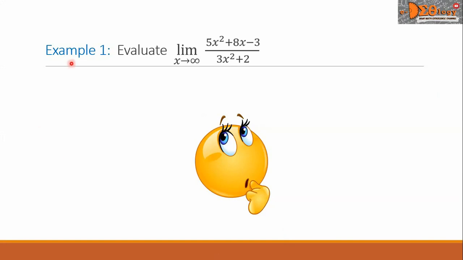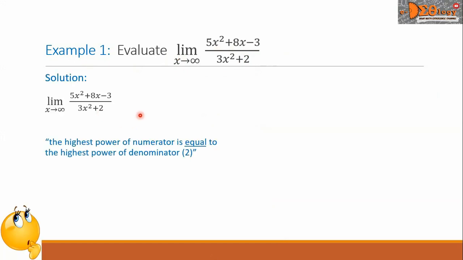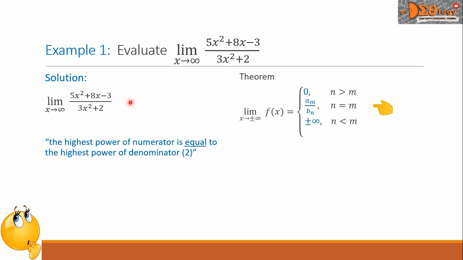Let us see example 1. Evaluate the limit of 5x squared plus 8x minus 3 all over 3x squared plus 2 as x approaches infinity. Here, we take note that the highest power of the numerator is equal to the highest power of the denominator, which is 2. Writing our theorem on this side, we can see that our problem falls on the second category. The n is equal to m, and this is the answer.